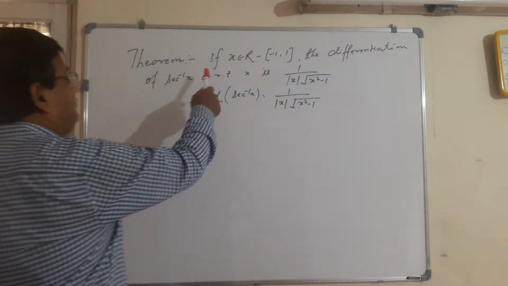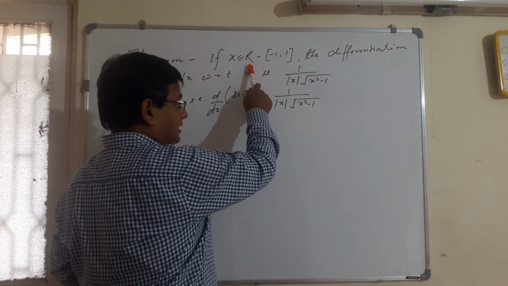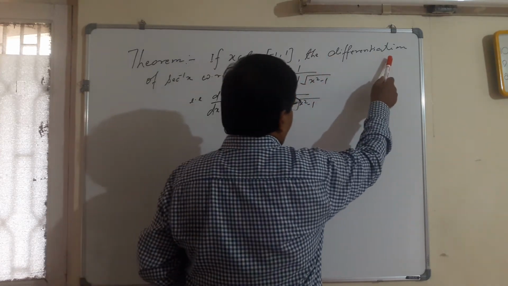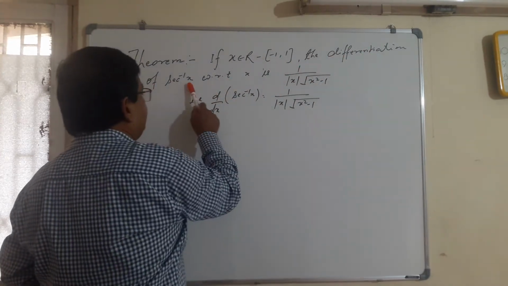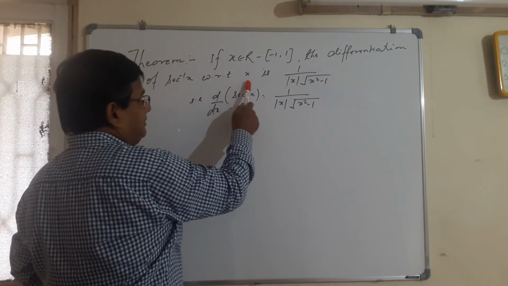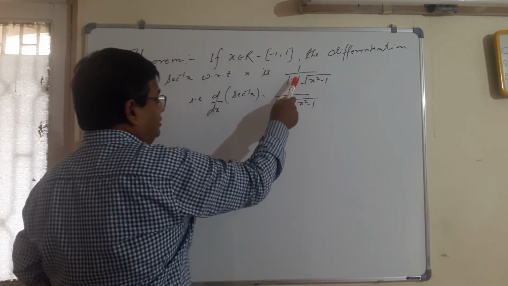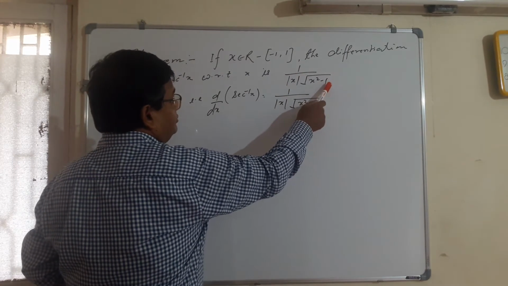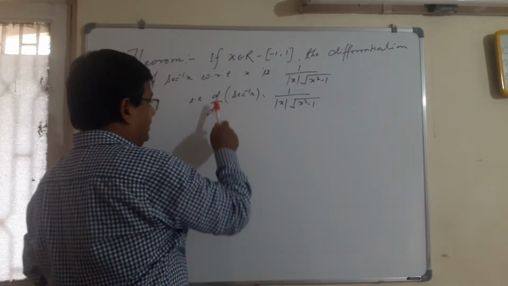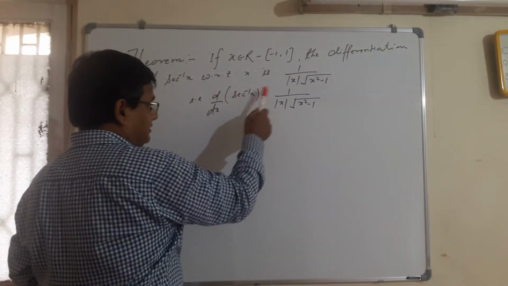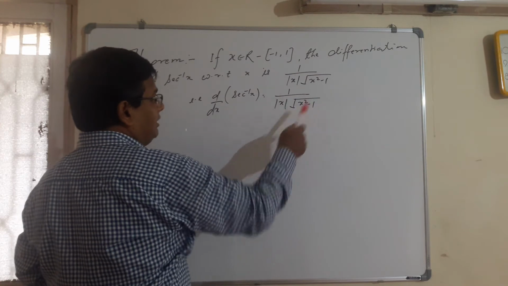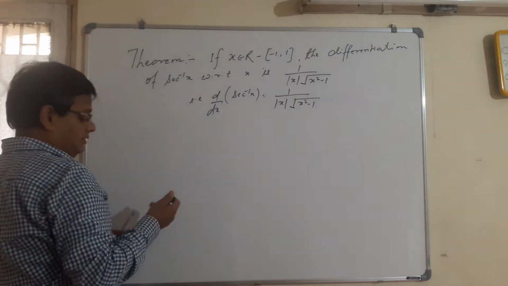Now if x belongs to the set of real numbers R except minus 1 to 1, the differentiation of sec inverse x with respect to x is 1 over mod of x square root x square minus 1. So the derivative of sec inverse x is equal to 1 over mod of x square root x square minus 1.